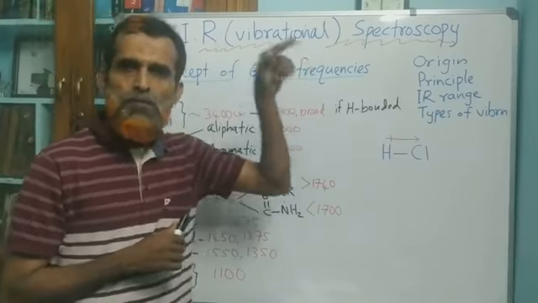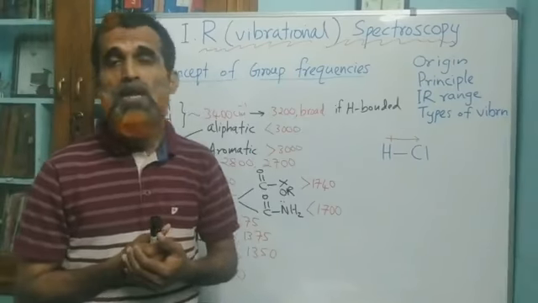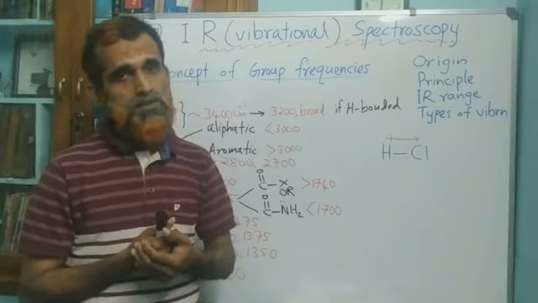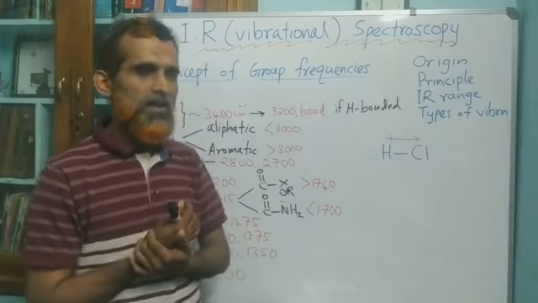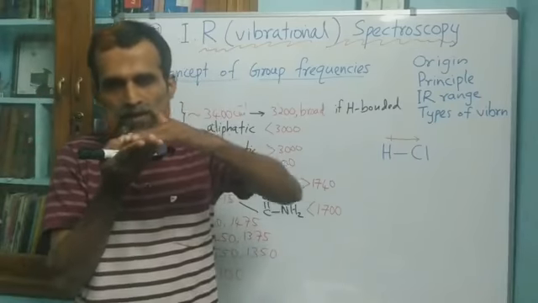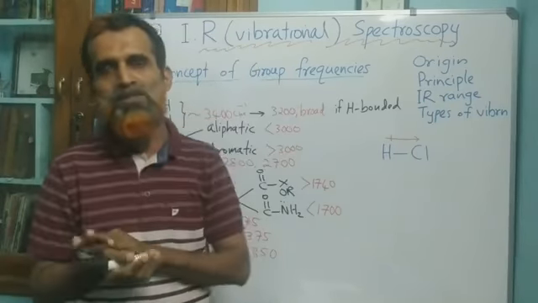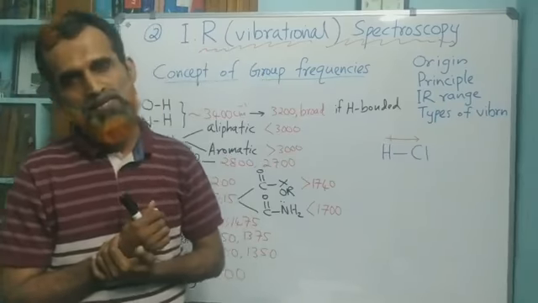Why is this called vibrational spectroscopy? Because IR spectroscopy involves vibrational transition of molecules. And it is called IR spectroscopy because for this vibrational transition of molecules, we require infrared radiation.